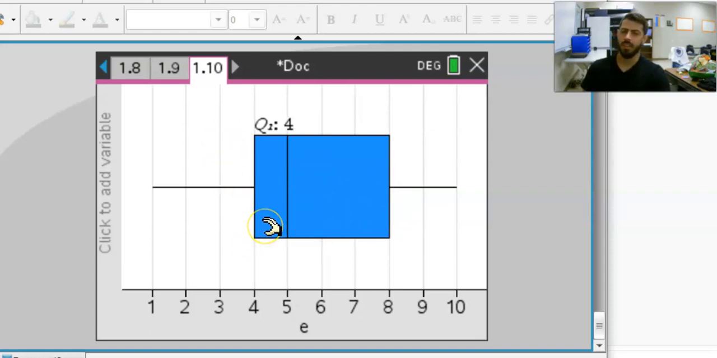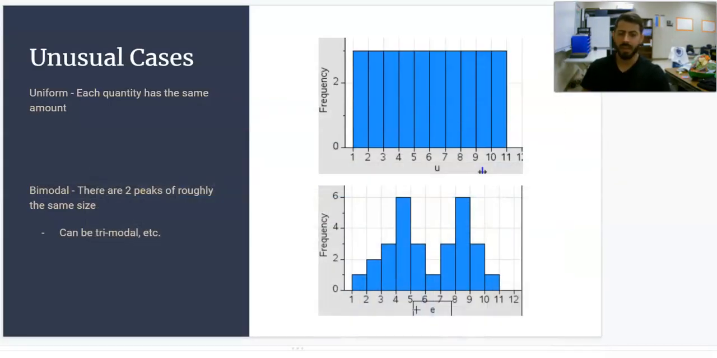So you cannot tell things like how many peaks or how many modes a distribution has just by looking at the box plot. You'd have to look at the actual histogram for that. You can see that the mean is, in this case, to the right of the median. That is not something that will happen all the time. That just happened to happen this time. And yes, that is everything you need to know about box and whisker plots.